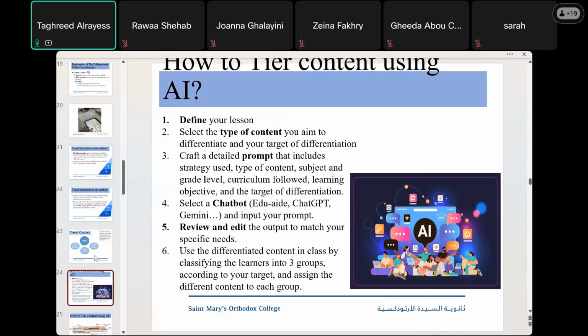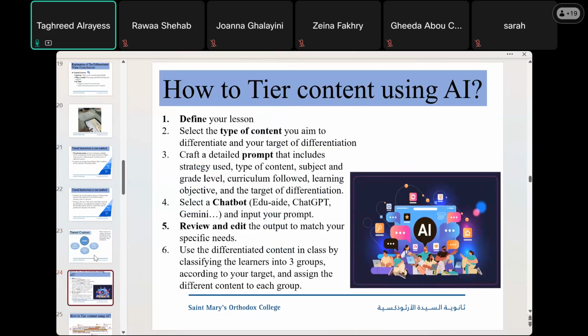The steps that we can follow in order to differentiate content using the tiered strategy and AI are the following. First of all, we have to define our lesson. By defining our lesson, we have to choose the subject, the grade level, the topic, and also we have to choose the learning objective that we aim to differentiate.